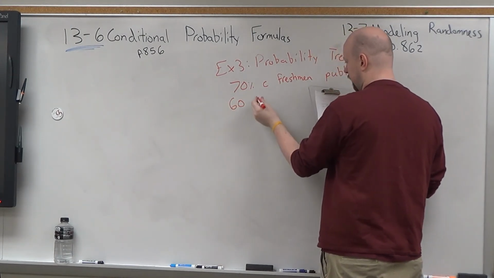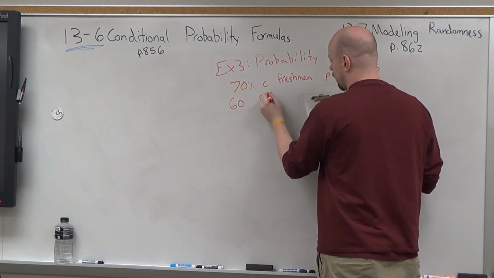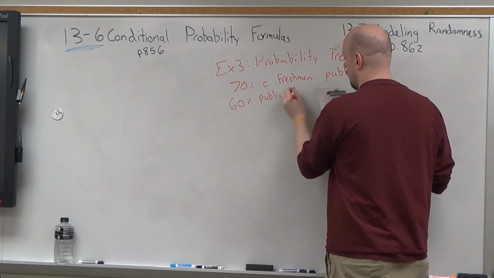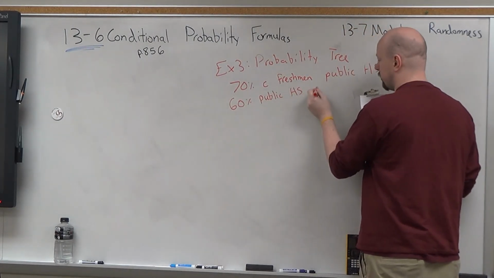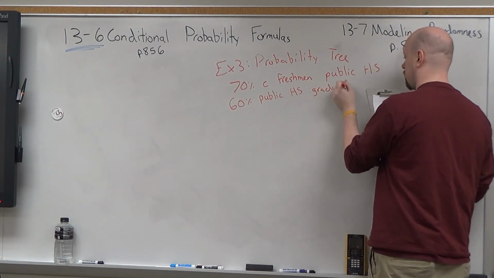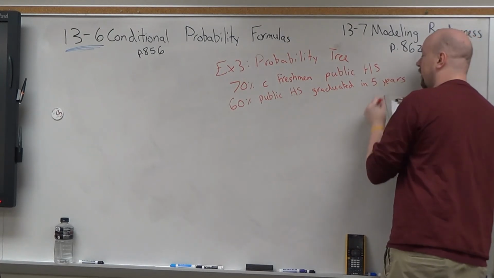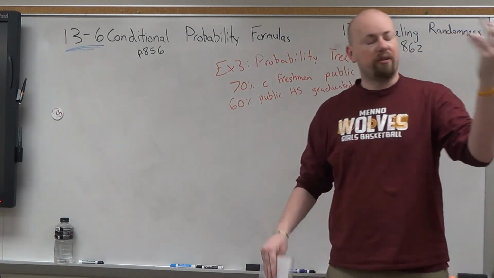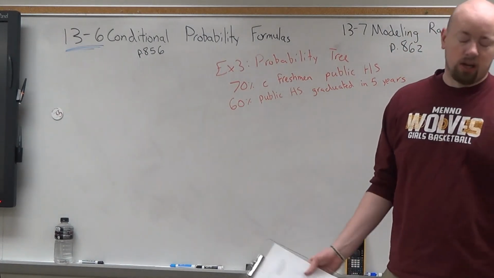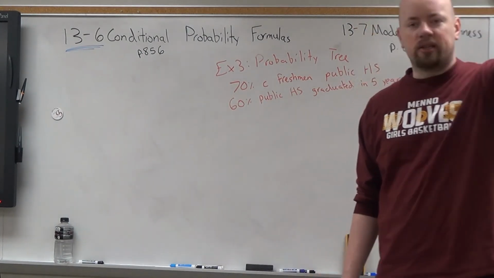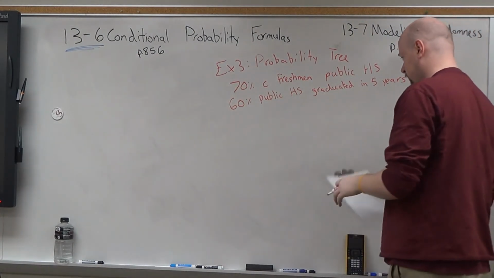Of those, let's see, how do I want to write it? Of public high school kids graduated within 5 years. Now, it doesn't mean they graduated high school in 5 years, it means they graduated within 5 years. So within 5 years of graduating high school, so for example, I graduated in 2013, okay, boomer, and I didn't go to college until 2018, well, I would still be within that 5-year stretch.